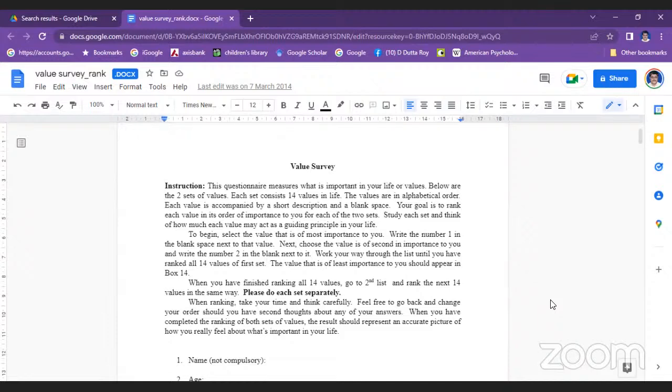Okay. And how is the value presented? Alphabetically, sir. Alphabetically, or any other thing? The most important to the least important values we have to write. Yeah, that is the response.